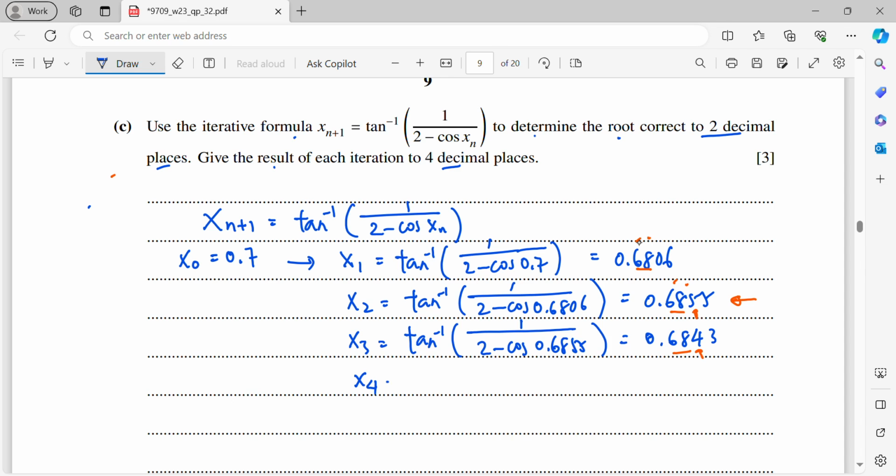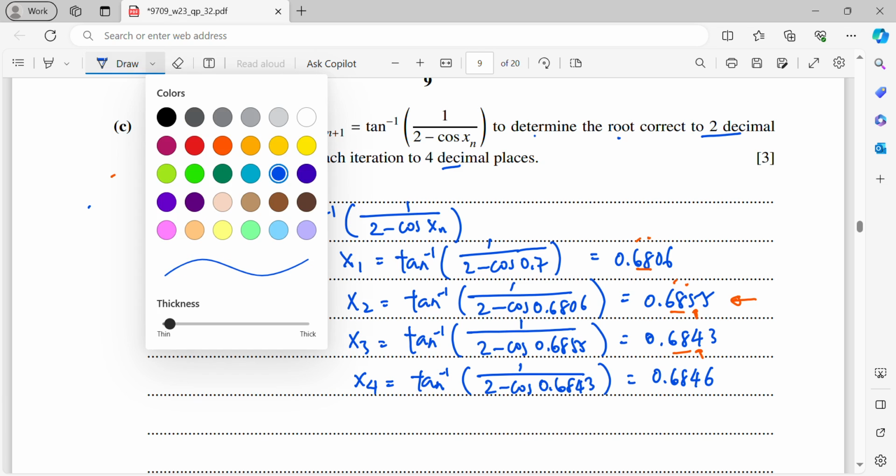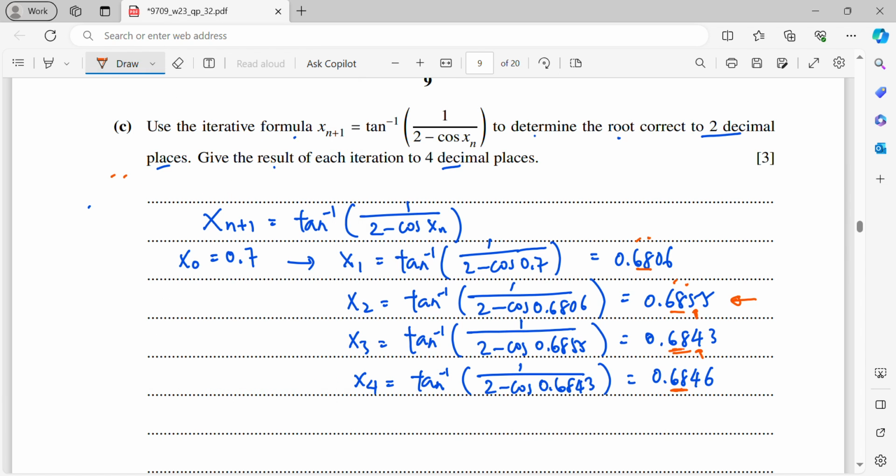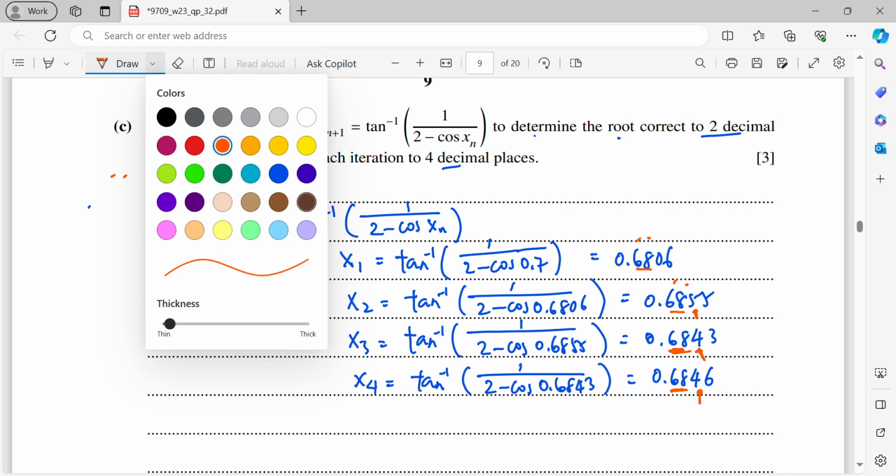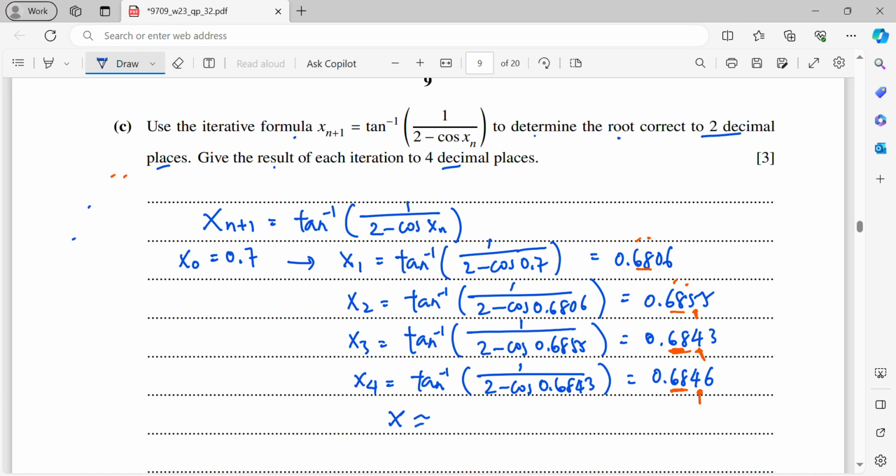So x4 is inverse tangent of 1 over 2 minus cos 0.6843. And then this is going to be 0.6846. So now, from here, I can just conclude. You see here, 68, 68. The next one is also 4. Okay, here is also 4. So it means that I will refer to the x4 to conclude my x value. So since the 4 is less than 5, therefore my final answer, or my x, is approximately 0.68. So that's the solution for part C.